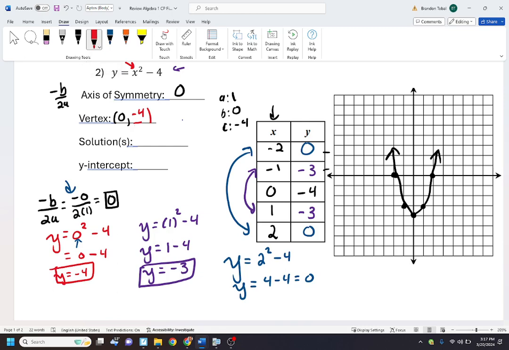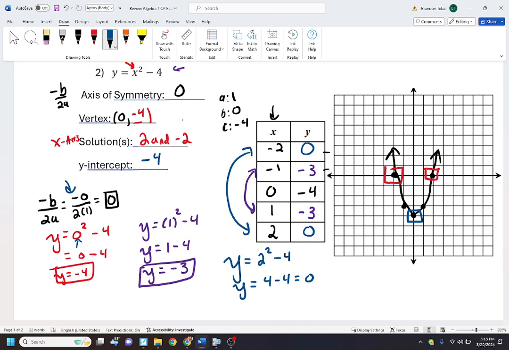All right, solutions. Remember, it's where it hits the x-axis. You're going to list both of them, which in this case is 2 solutions, which happen to be 2 and -2. It hits the x-axis twice, so you list every time it hits the x-axis, which is 2 and -2. And this one is -4, because that's where it hits the y-axis.